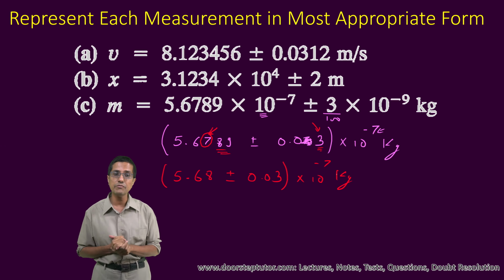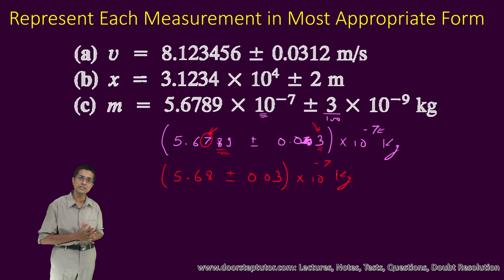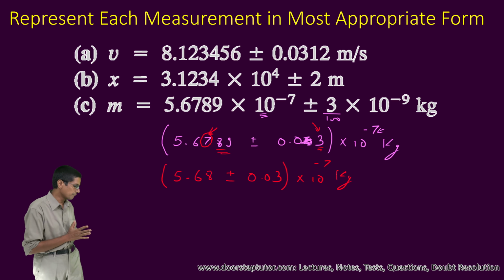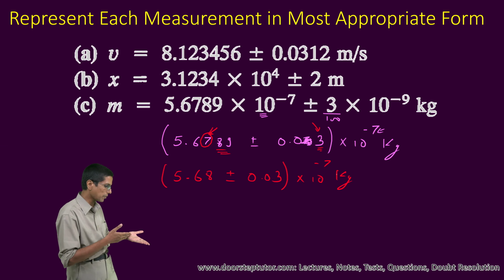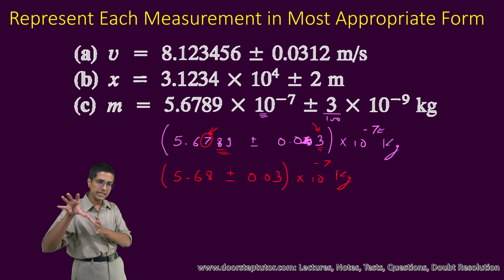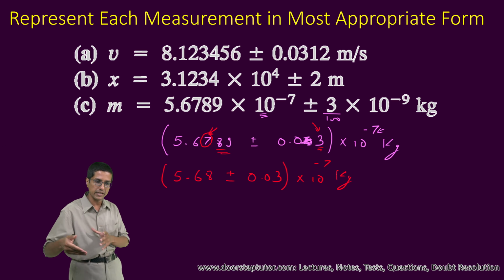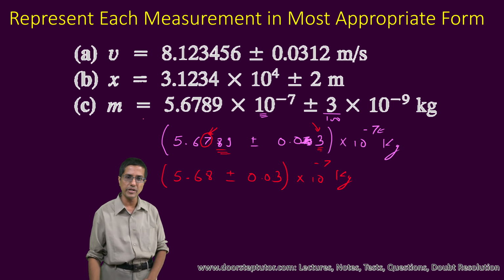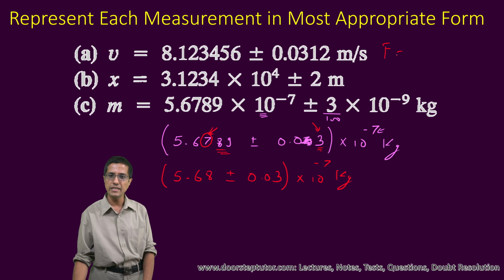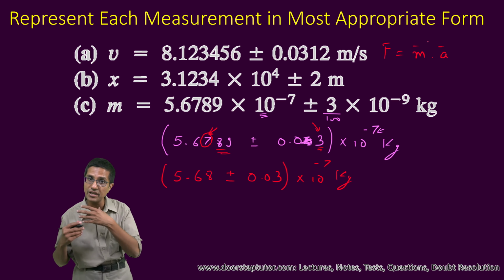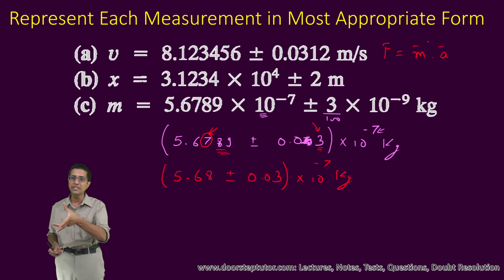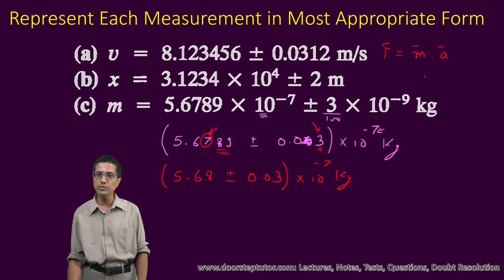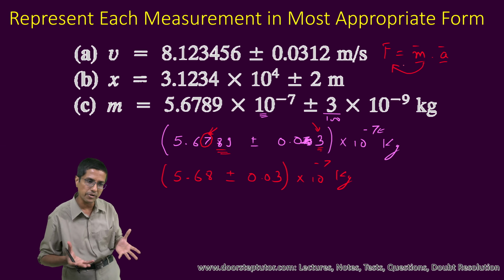In the next class we will discuss the propagation of errors. So in formulas, when we have errors, how do we propagate the error to the left-hand side? For example, if I have force equal to mass into acceleration, and I have measured the mass and the acceleration, with errors in both, how do I propagate those errors in the mass and acceleration to the force? That would be the topic of our next class.